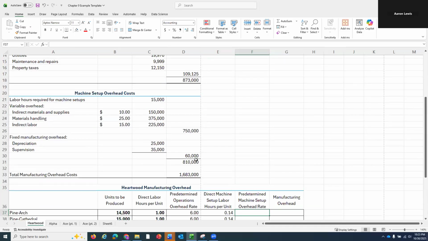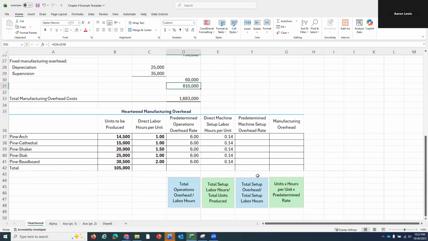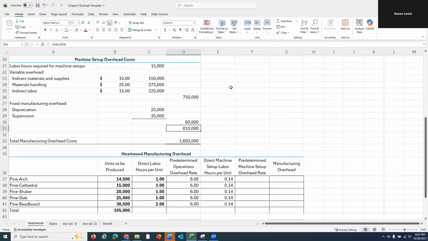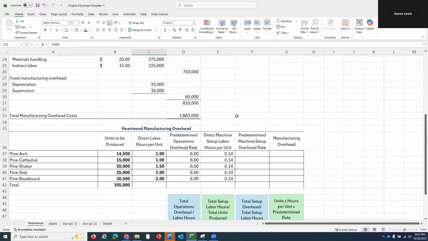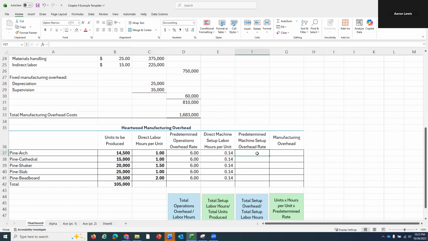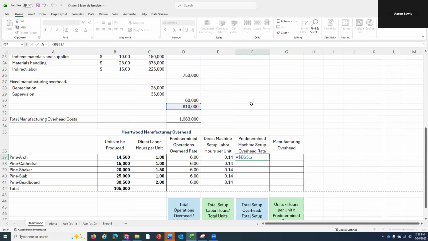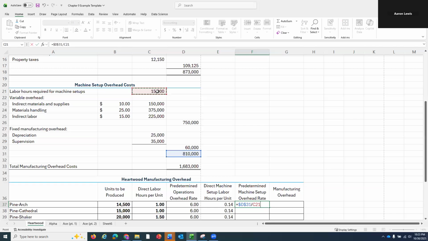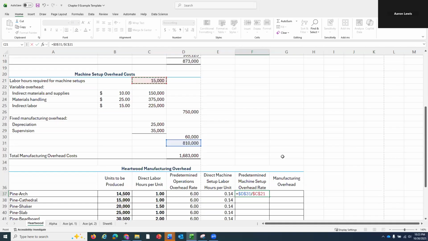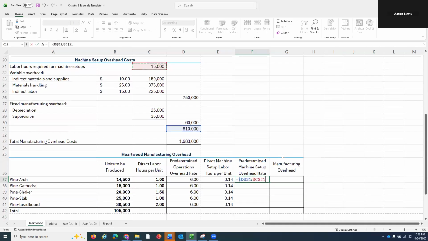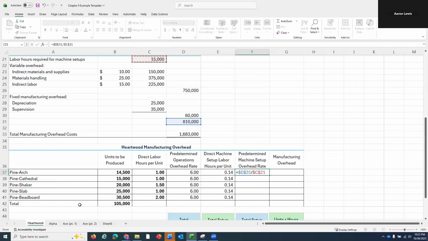The total amount that we got coming from machine setups is right there, $810,000. If we divide that by our total amount of hours we're going to spend setting up, which we're given over here as 15,000, we're going to get how much we're spending per setup. So I'm going to take my total setup overhead, 810,000. Again, I'm going to make this absolute. And I'm going to divide by the 15,000 hours, making that absolute, that we are going to have to expend to pay labor to keep setting up our machines to make new batches of these different types of pine boards. And when I enter that out, it comes out to $54.